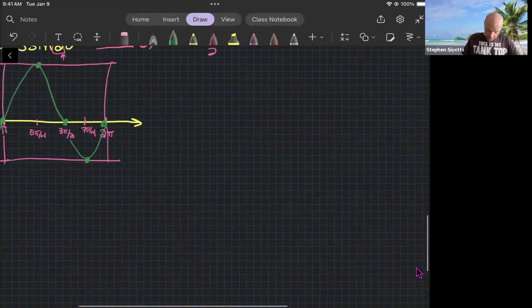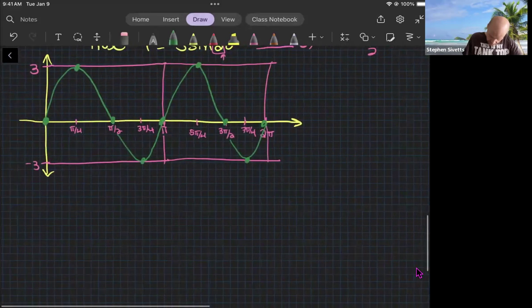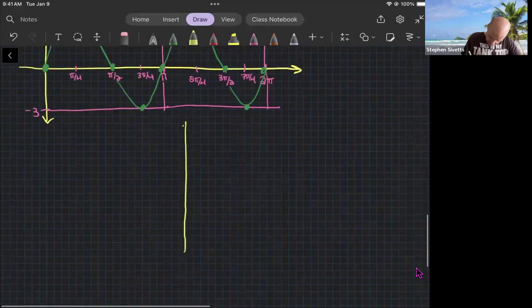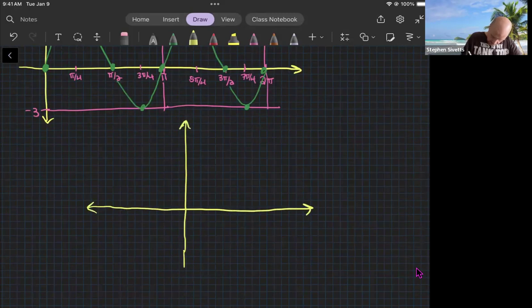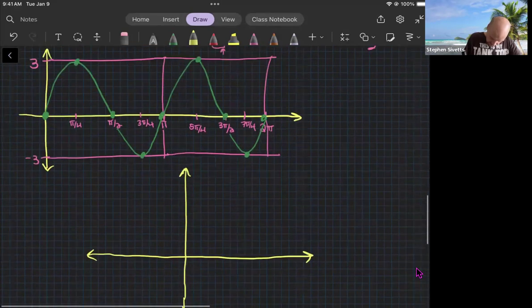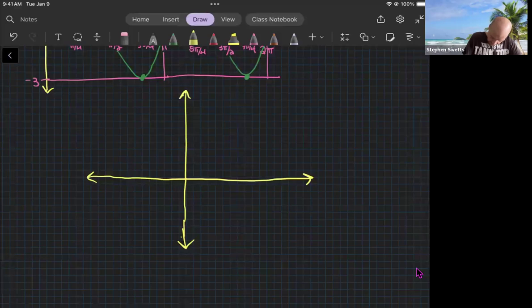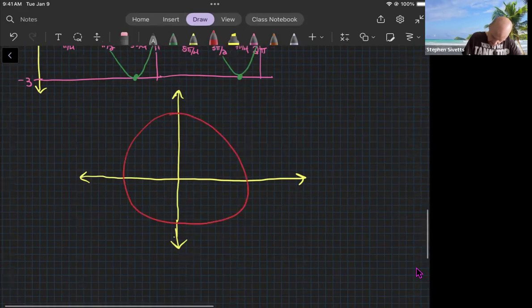Okay, if you don't believe me, I'll illustrate it on this graph here, on the polar graph. What we need is at most a circle of radius 3. So we're going to have a circle of radius 3 here.